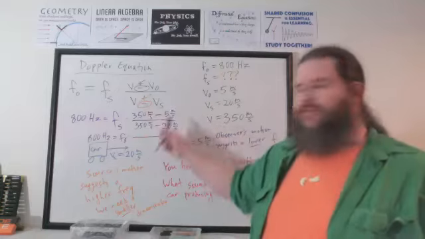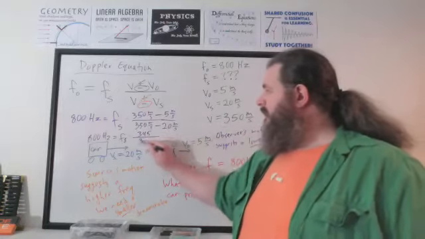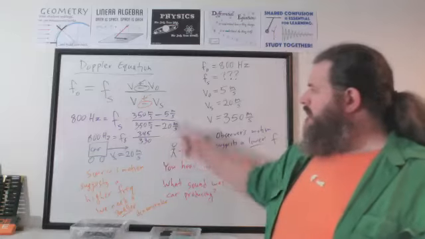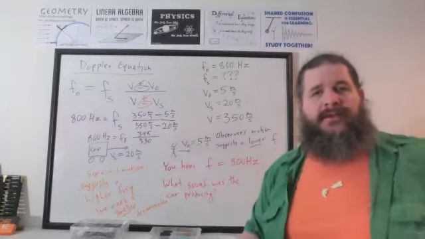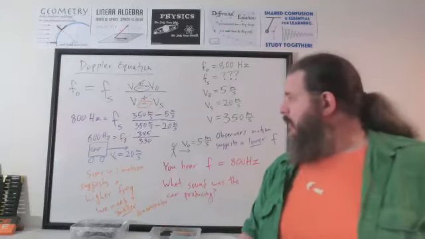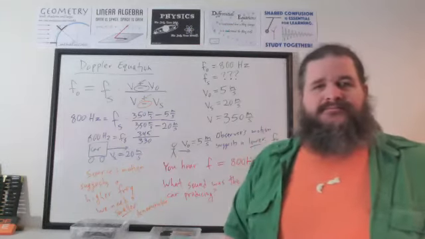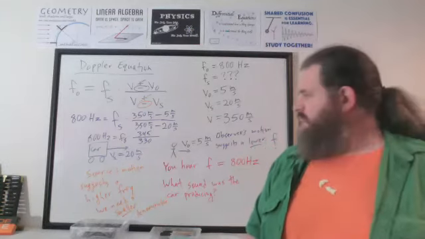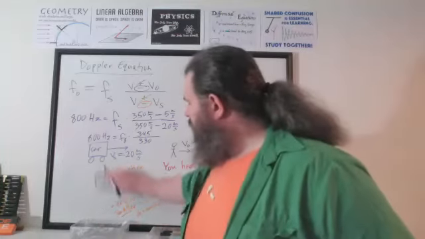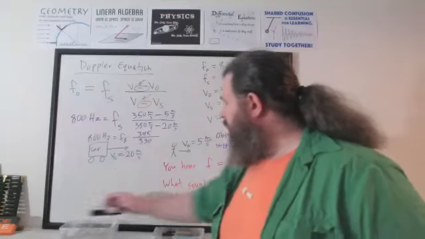So 350 minus 5 would be 345. 350 minus 20 would be 330. And since the numerator and denominator are both in meters per second, the units cancel out, so we can just leave it as a unitless multiplier. And then how would we isolate Fs here? Divide both sides by that fraction, or in other words, multiply by its reciprocal.